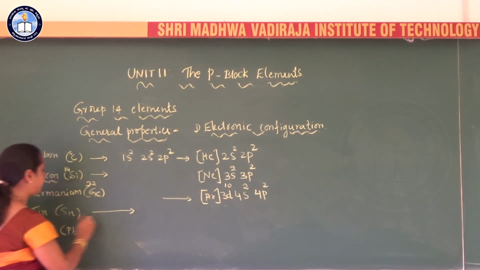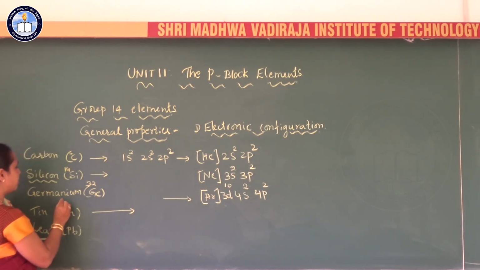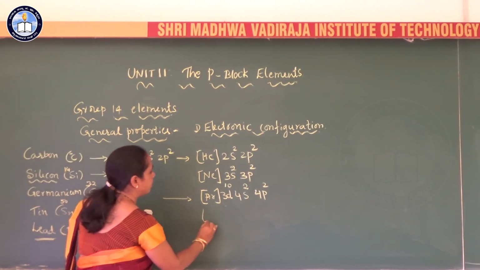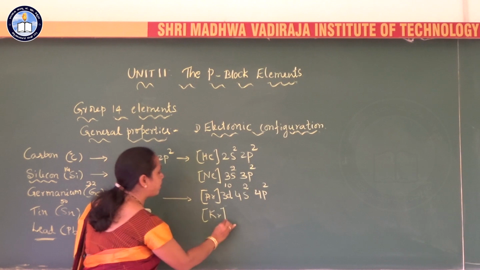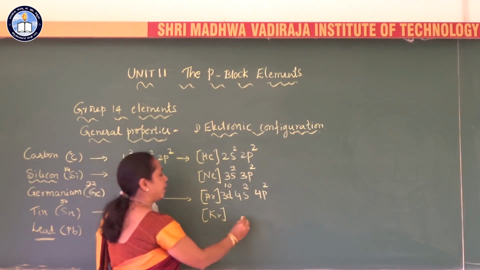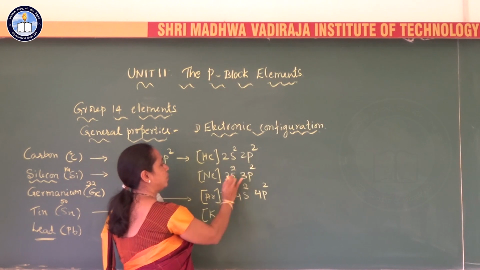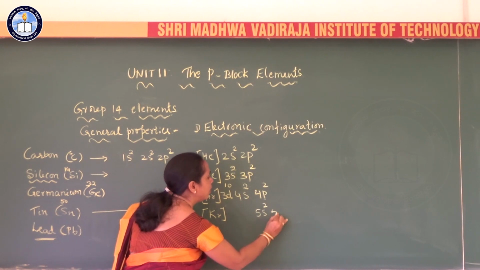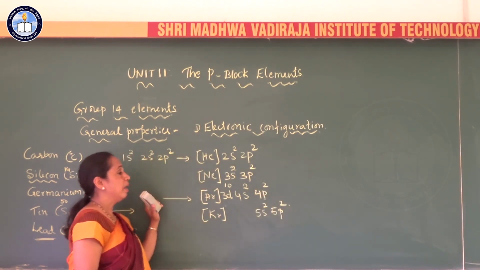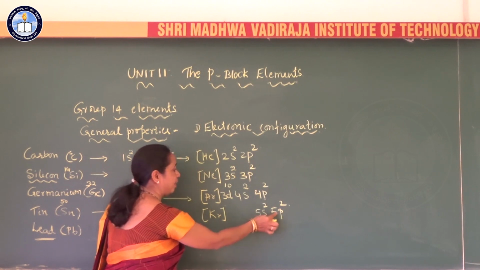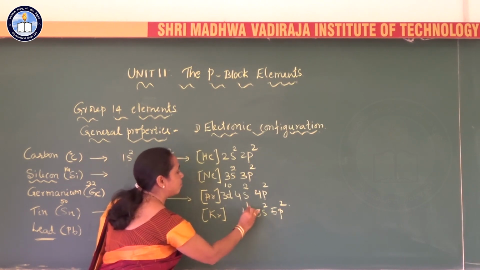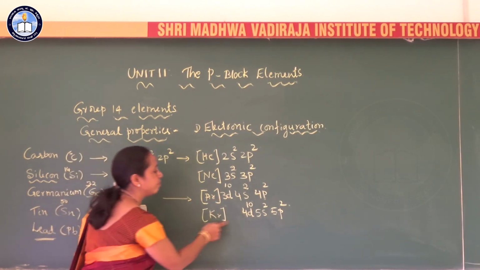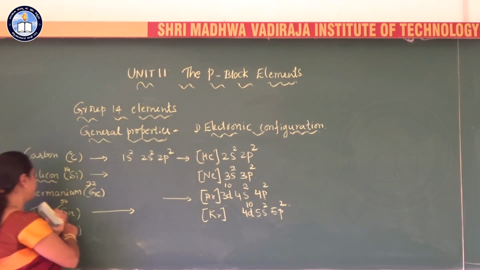Next, if you consider tin, tin is atomic number 50. So if you write its electronic configuration, after argon we are going to get krypton. After krypton, next 2s 2p are done, 3s 3p are done, 4s 4p, here 5s 2, 5p 2 come. And before the fifth level, inside, 4d orbitals come, which can accommodate a maximum of 10 electrons. So that's why this is the configuration of our tin.